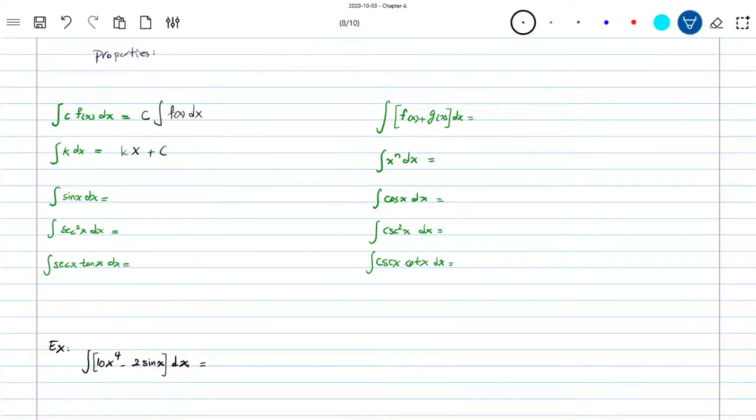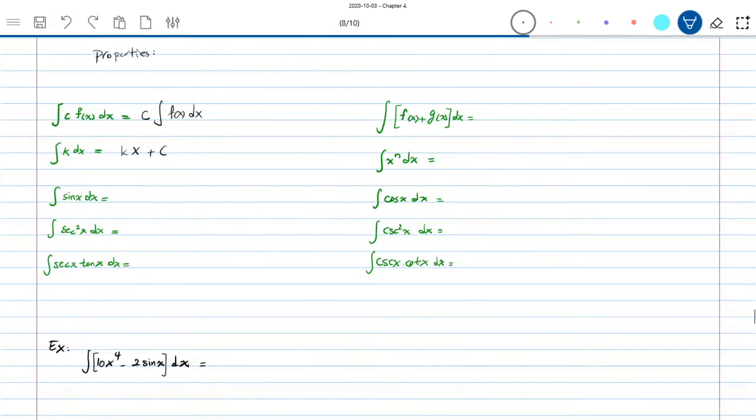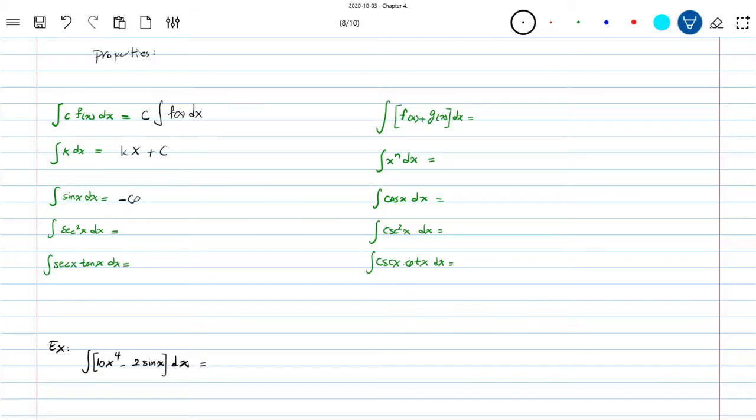The antiderivative of sine x, we should know this one. The derivative of cosine would be negative sine x. So the derivative of negative cosine x is simply sine x. We add a constant c, the general solution. The derivative of what function is secant squared? Remember, tangent x has the derivative of secant squared, plus c. The derivative of secant x is secant tangent. So the antiderivative or the integral of secant tangent is secant x plus some constant.